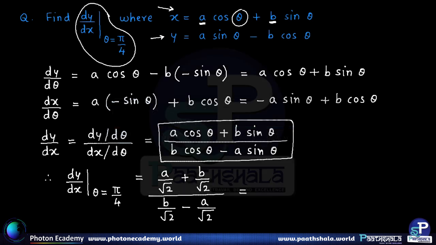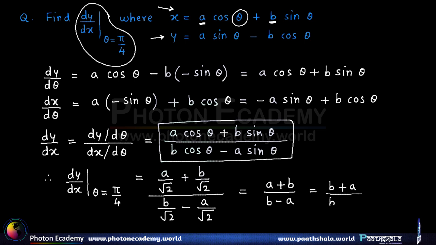So if we multiply numerator and denominator by root 2, we will get the answer as a plus b whole divided by b minus a. Or if you just want to write it the other way around, we can write it as b plus a upon b minus a. That's the final answer. Let's see one more variety of the question.